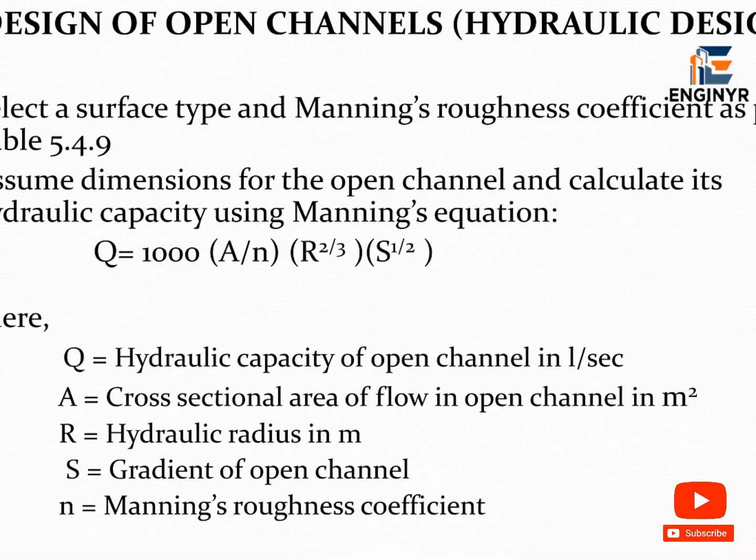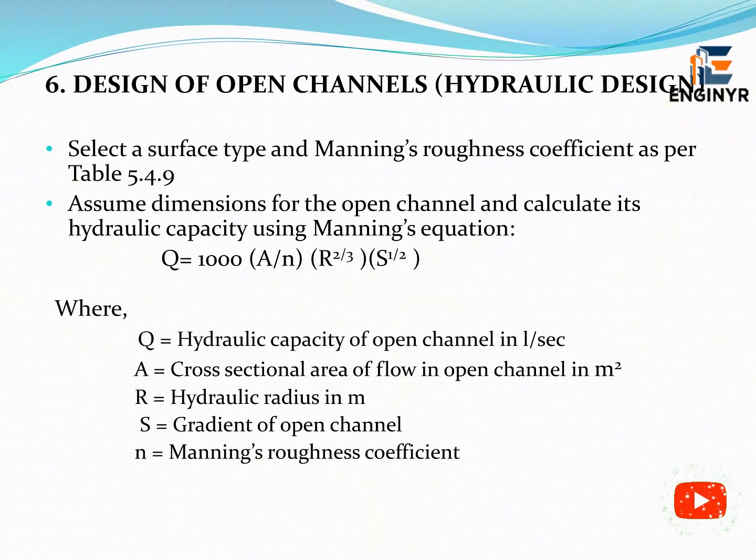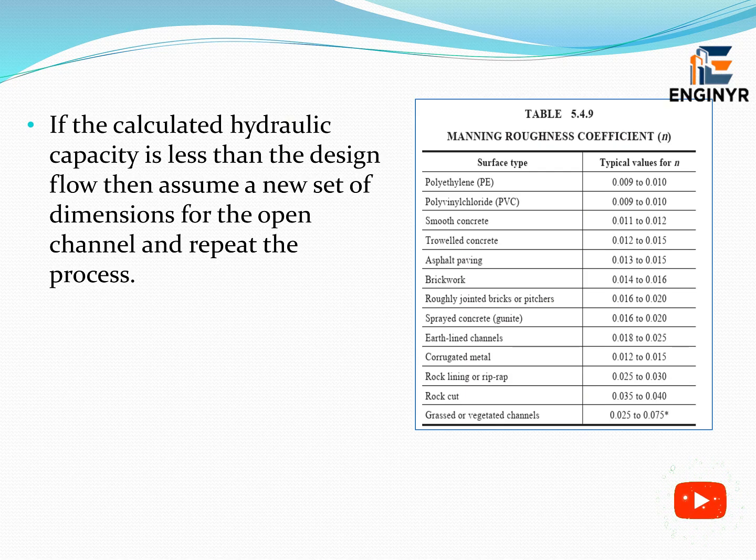Step 6. Design of open channels. Select a surface type and Manning's roughness coefficient as per Table 5.4.9. Assume dimensions for the open channel and calculate its hydraulic capacity using Manning's equation. Q equals 1000 times A over N times R to the 2/3 times S to the 1/2, where Q is hydraulic capacity in liters per second, A is cross-sectional area, R is hydraulic radius, S is the gradient, and N is Manning's roughness coefficient. If the calculated hydraulic capacity is less than the design flow, assume a new set of dimensions and repeat the process.